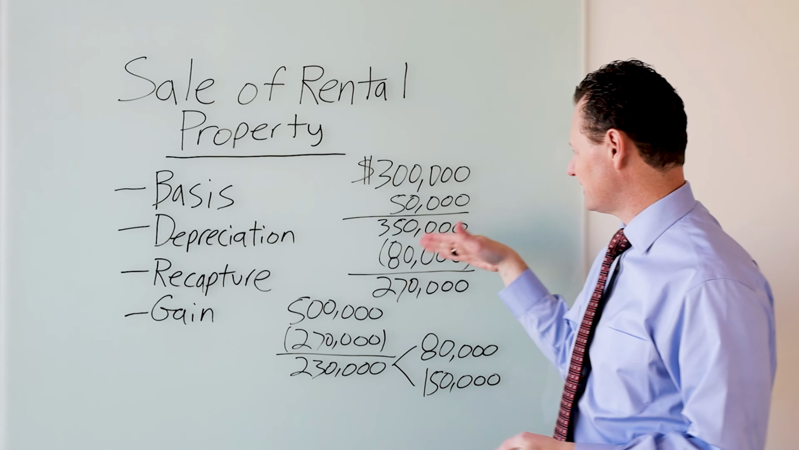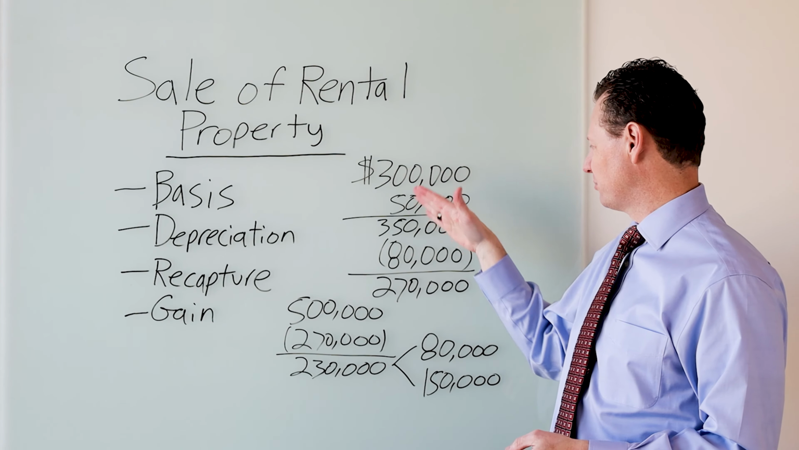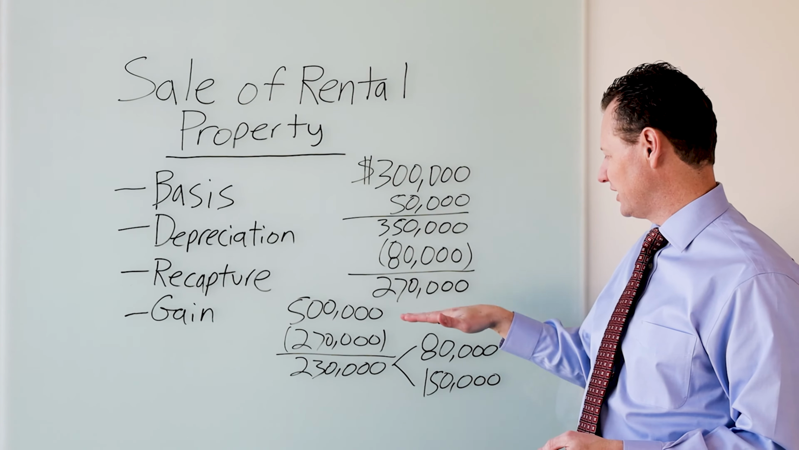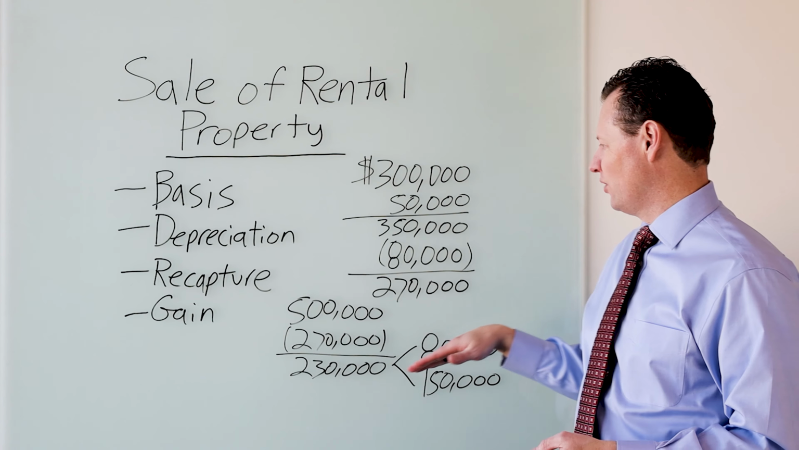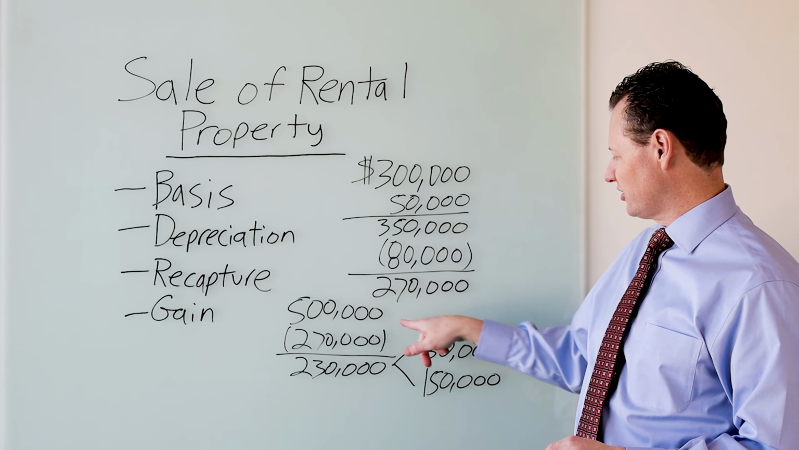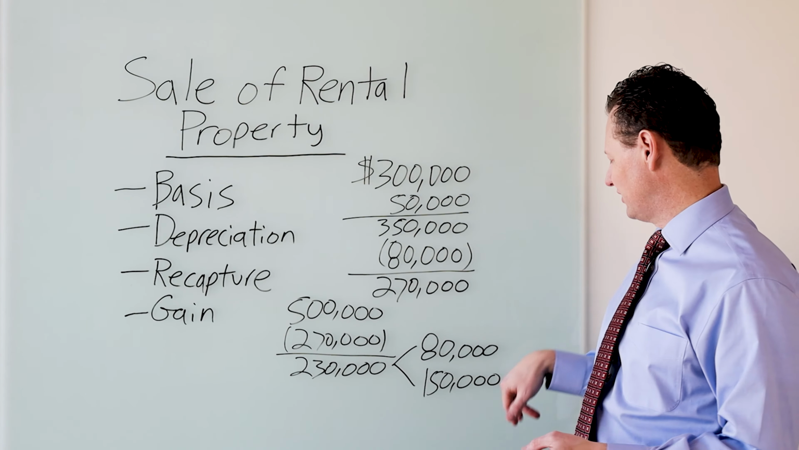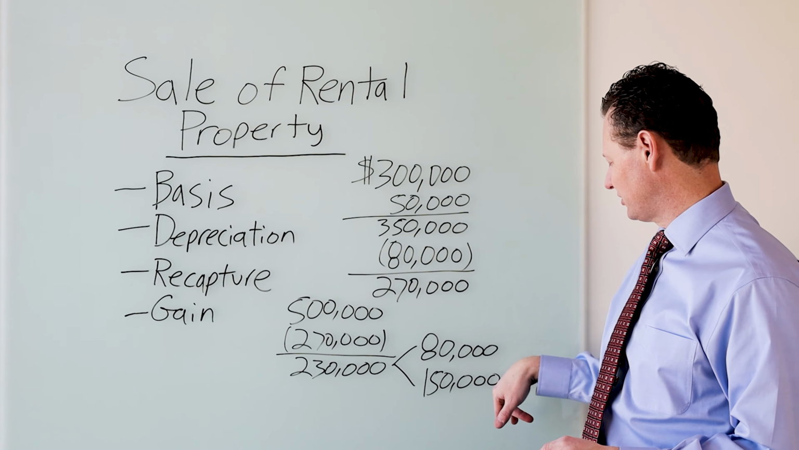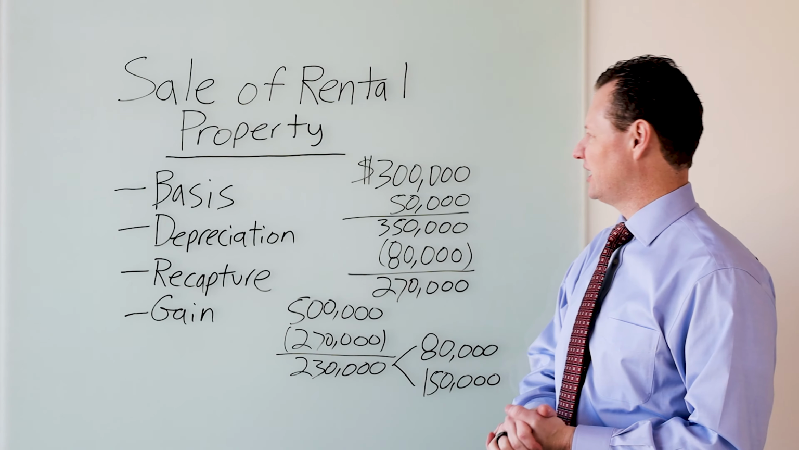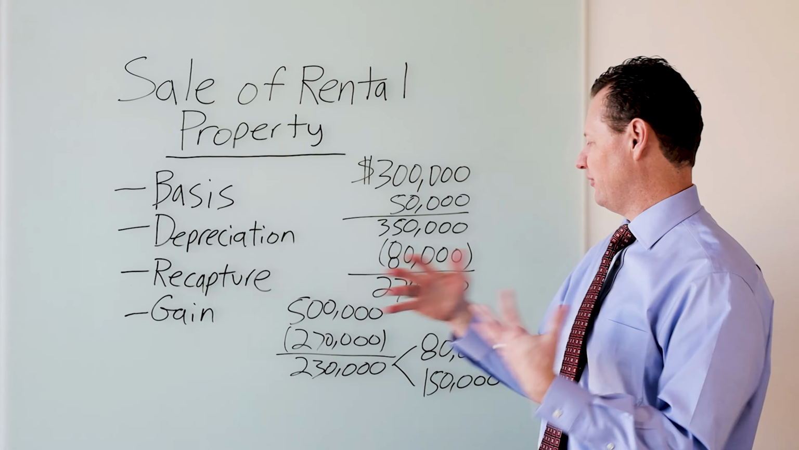So anyway, that's how the sale of a rental property works. We have to figure out what the basis is, and that basis is what we originally bought it for, plus any improvements that we've made. We then subtract our depreciation to get to our adjusted basis, in this case $270,000. We then figure out what our sale price is, $500,000, and we subtract our adjusted basis of $270,000 to get our gain of $230,000. We then have to divide that out between our depreciation recapture, and then we get our long-term capital gain. So that's how it all works for the sale of a rental property, and how you would figure out your gain and how that would all be taxed.